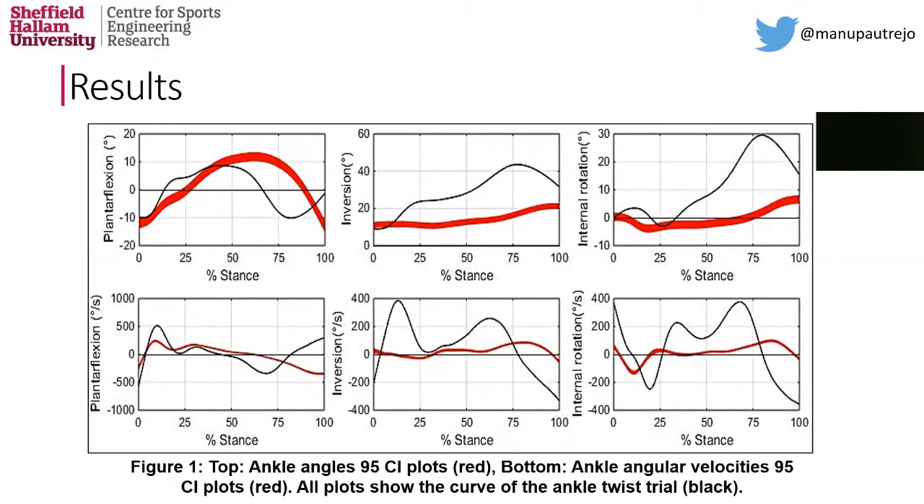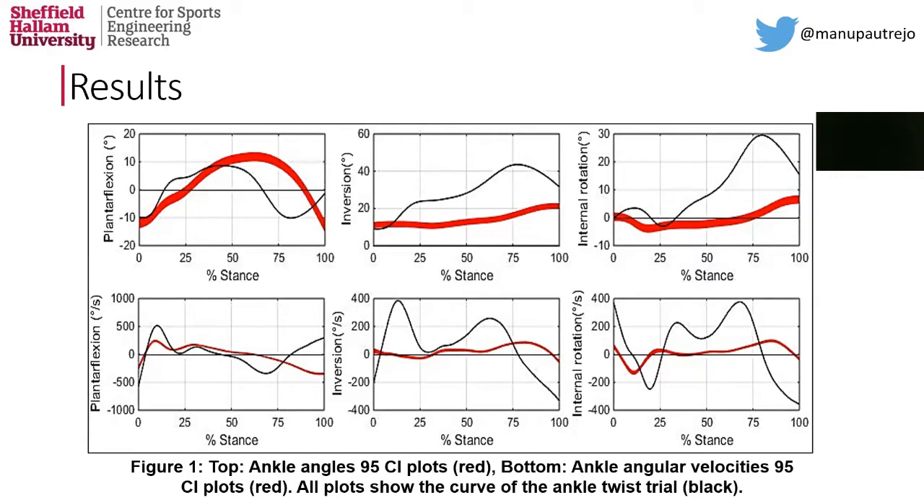In this study, ankle angles and velocities show how the ankle twist trial differs from the other 24 cuts recorded. The ankle twist trial showed an atypical increase in inversion and internal rotation. Peak inversion and internal rotation were reached around 70 to 80% of stance.